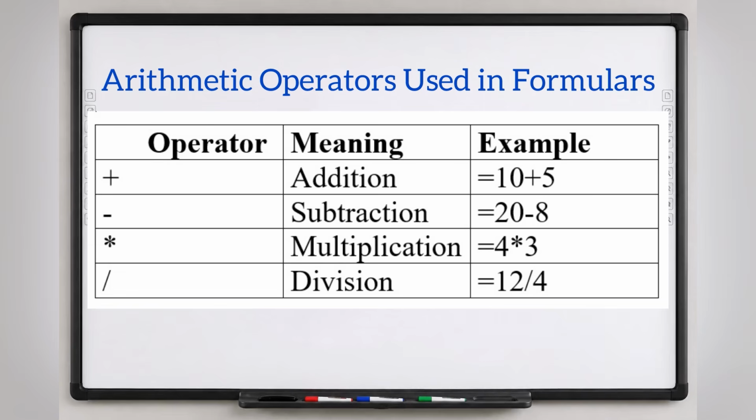Now that we know what a formula is, let's look at the operators used to create formulas. An operator is a symbol that tells the spreadsheet what type of calculation to perform. The plus sign is used for addition. The minus sign is used for subtraction. The asterisk is used for multiplication. And the forward slash is used for division. These operators help us perform the different calculations in a spreadsheet.